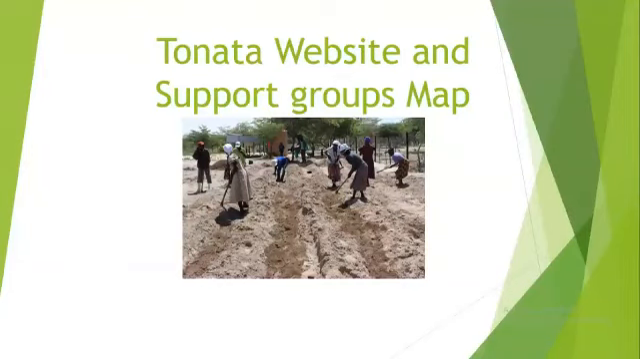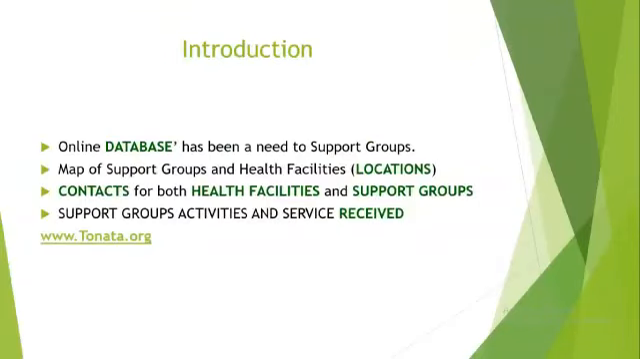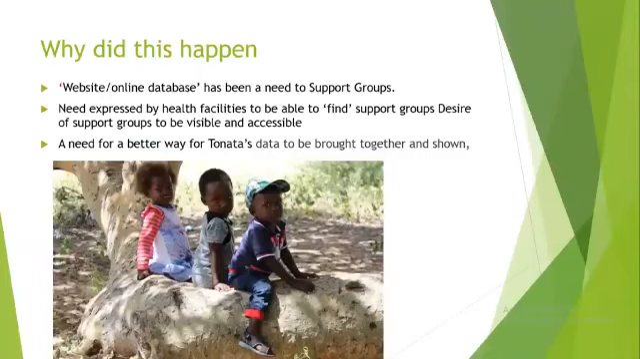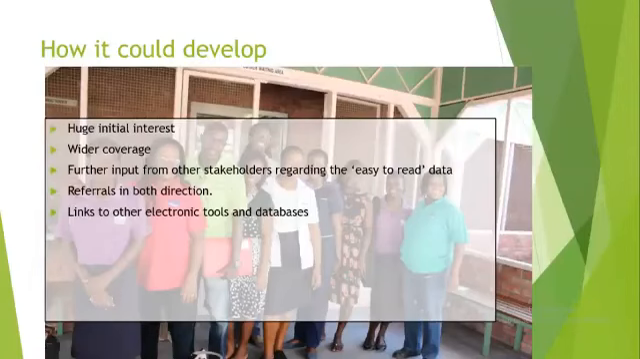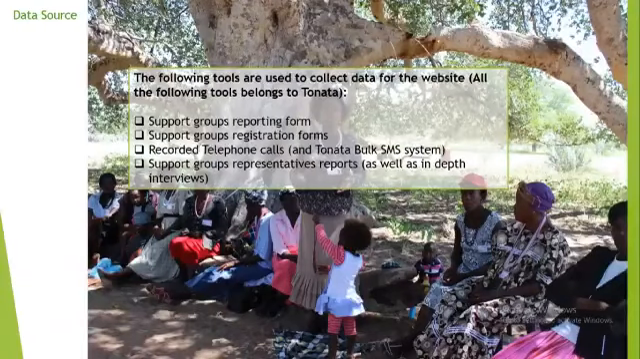Further details and information are available on our website, www.tonata.org. The support group map is relatively new, and Tonata is very keen to get the feedback and support to explore how this innovative and engaging tool could be further developed. Tonata has developed this interactive web-based tool for the public and also partners to interact with data generated by support groups which Tonata collects. The data that is presented is uniquely sourced from support groups.